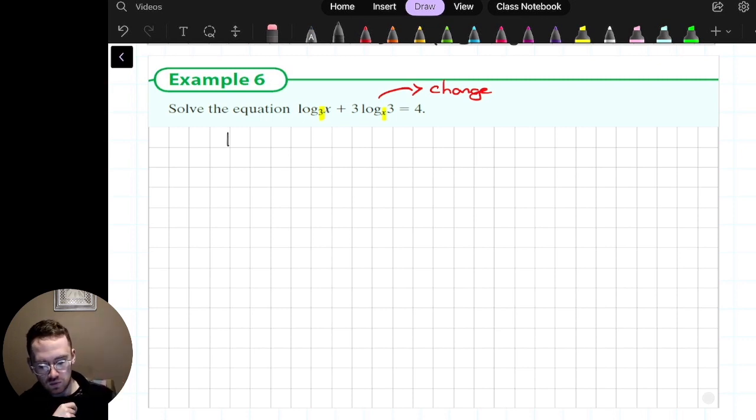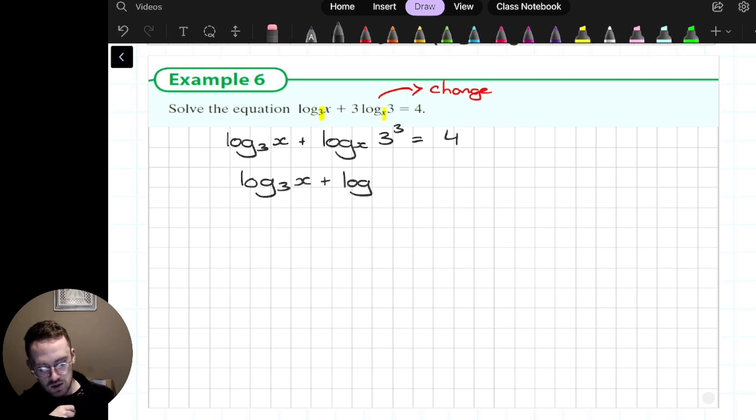So I'm going to first of all look at rewriting this question. We can rewrite it as log to the base x of 3 to the power of 3, which is equal to 4. It's just changing that 3 in the front, just bringing it back into my question. So now we have log to the base x of 27 is equal to 4.